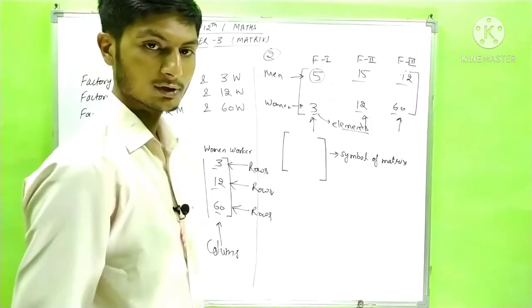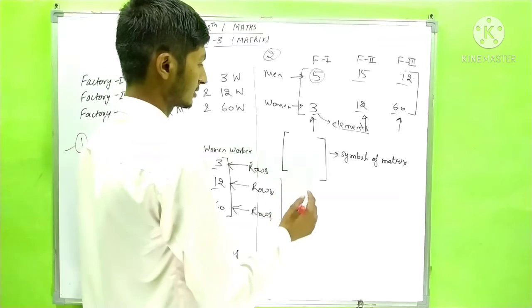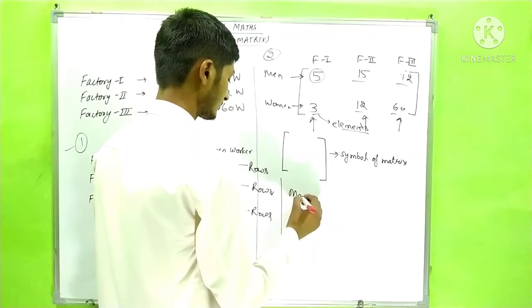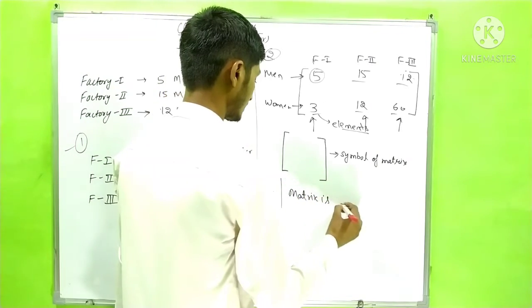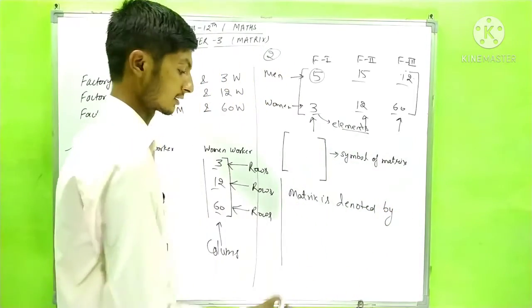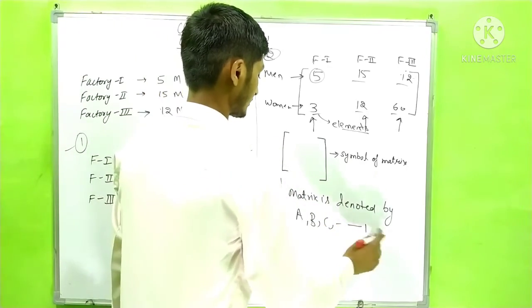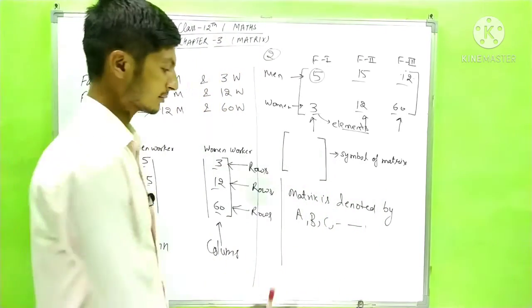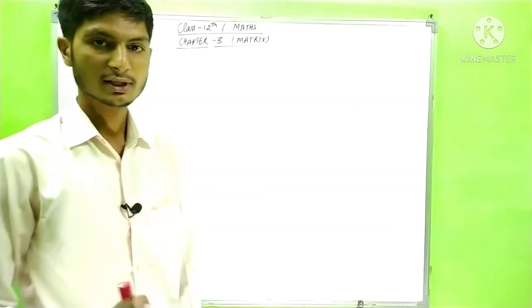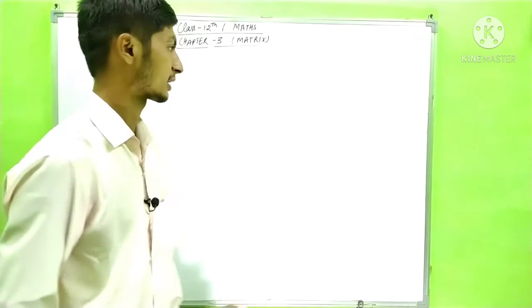So, how can we represent a matrix? A matrix is denoted by, this is the symbol of matrix, and matrix is denoted by capital letter like A, B, C and whatever. A matrix is always denoted by capital letters, and the elements of a matrix are always denoted by small letters.